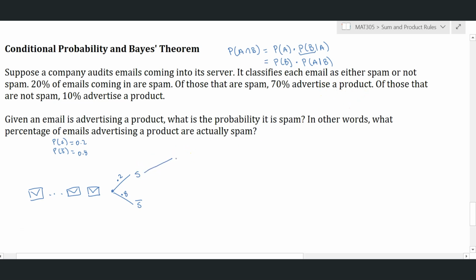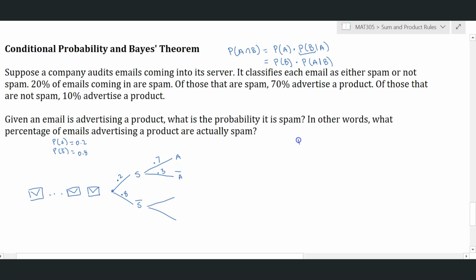I am going to use the letter A to say advertise a product, and then I will use not A to indicate that they don't advertise a product. We don't know what they are, we just know that they don't advertise a product. So 70% of the spam emails advertise a product, which means that the other 30% of the spam do not advertise a product. They might be just junk or phishing or whatever other types of things that occur. Now, here's where things get interesting because the probability of an email advertising something is dependent on whether or not it is spam. If it is spam, then that probability of A is 70%.